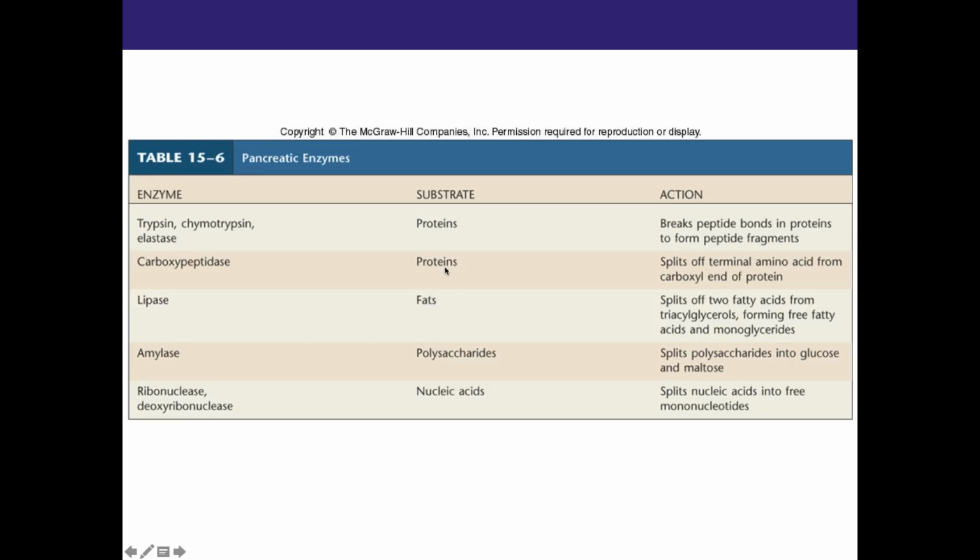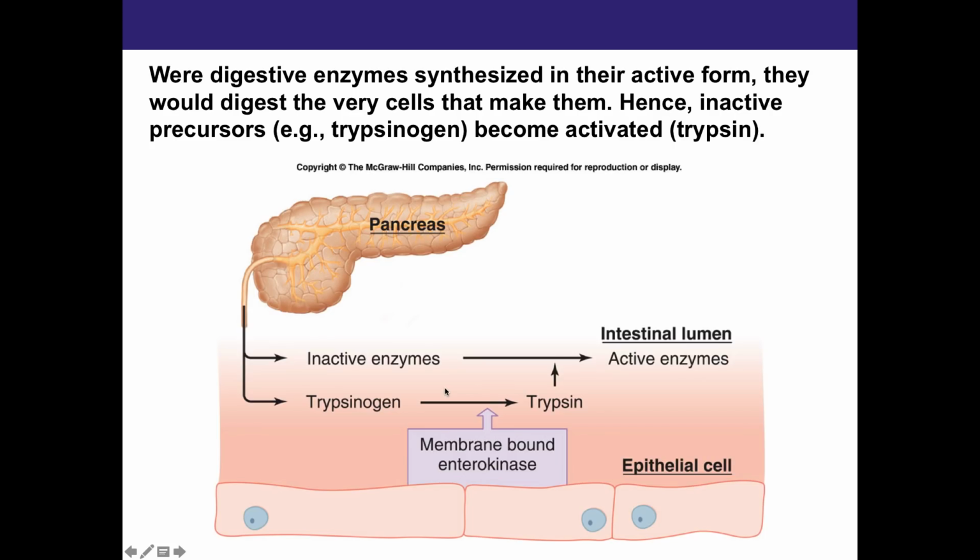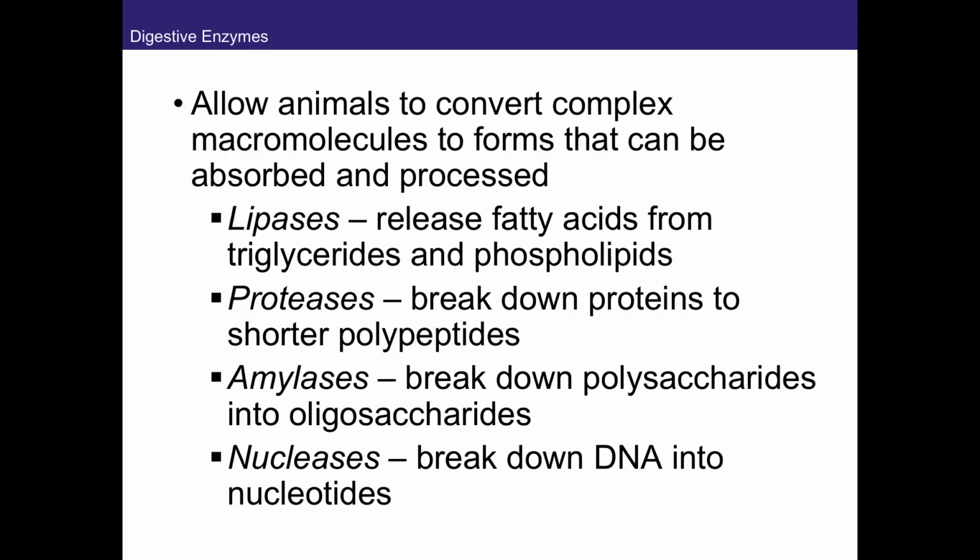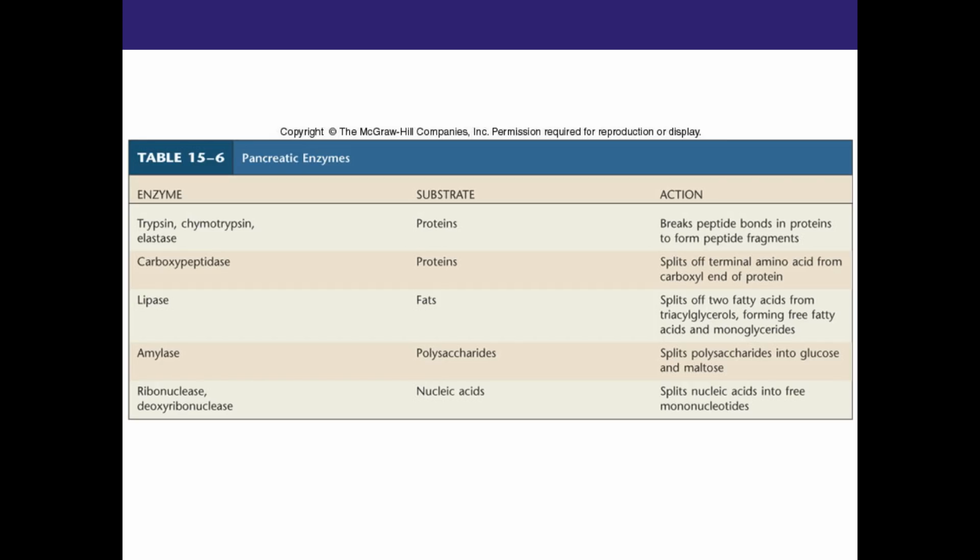Okay. Lipases break down fats. Amylases break down polysaccharides. And then there's ribonucleases and deoxyribonucleases that break down nucleic acids. And there's a lot of redundant slides. This one, lipases, proteases, amylases, nucleases, right? So it looks like a lot of information, but they're very similar. They're just more redundant.